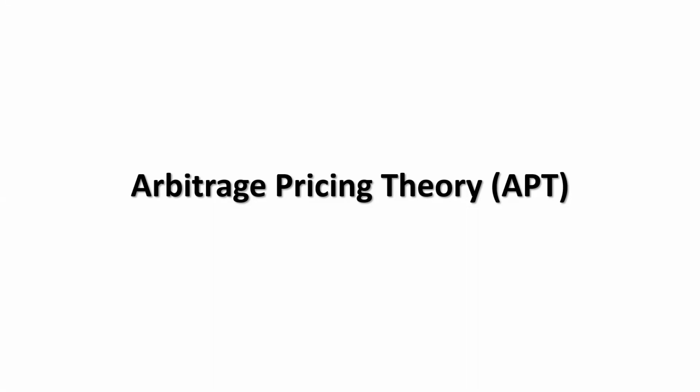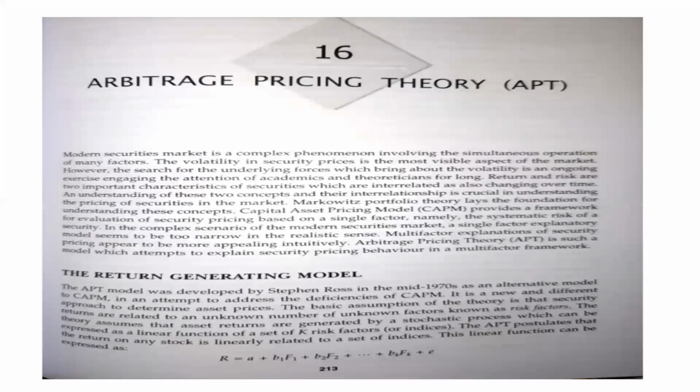Now, arbitrage pricing theory, that is APT, is another modern portfolio theory. They are of the opinion that multiple factors affect the risk-return factors of an investment or a security. So we need a multi-factor framework in order to take into consideration the different factors that affect the return of the security. And that is why arbitrage pricing theory came into existence. It was developed by Stephen Ross in mid-1970s as an alternative model to CAPM.